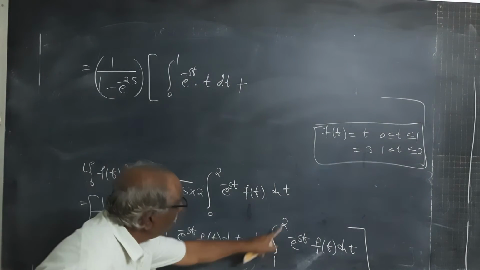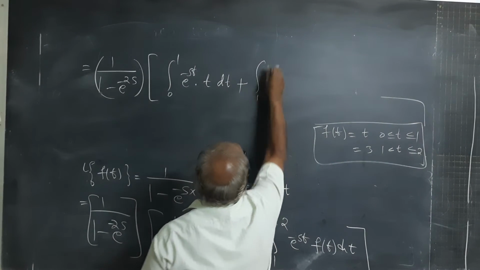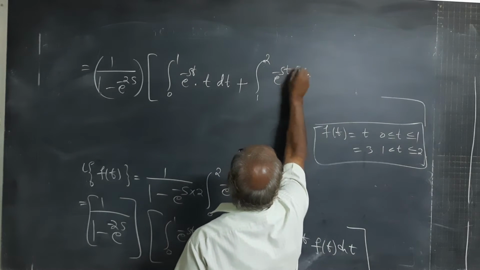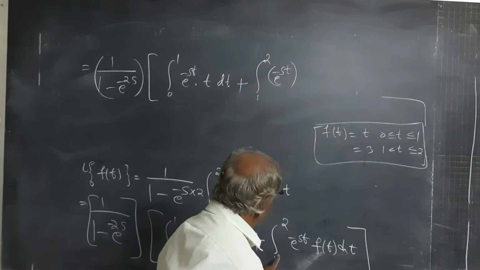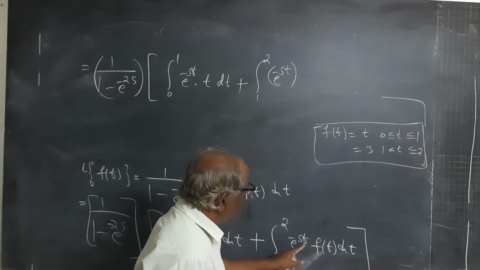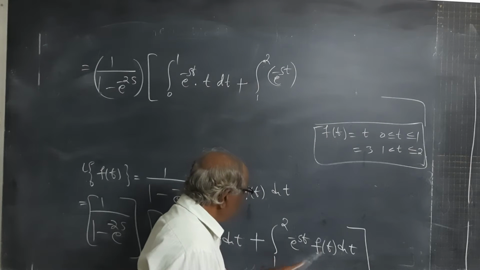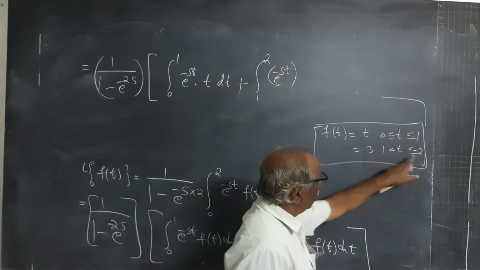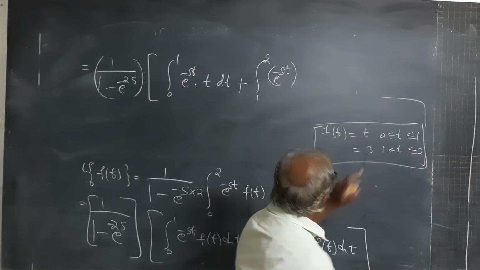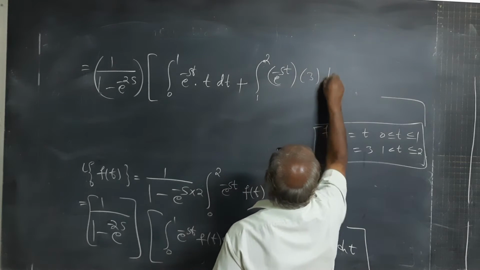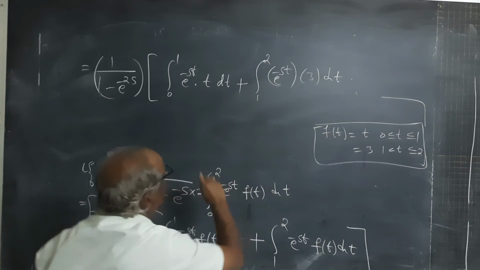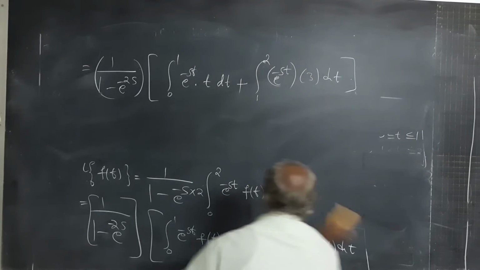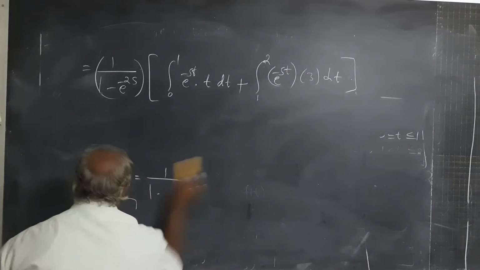Next, in the interval 1 to 2, e to the power minus st into f of t. That means you put up the question, in the interval 1 to 2, what is f of t? In the interval 1 to 2, what is my f of t? f of t is 3 dt. Okay, let us integrate this. If I integrate, the problem is finished. Right?